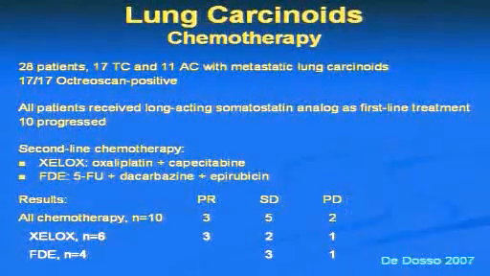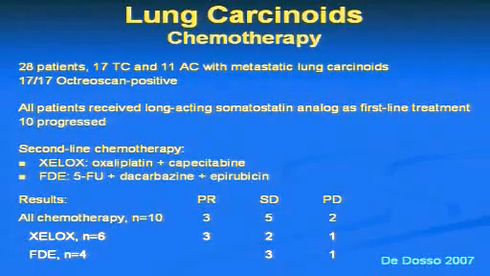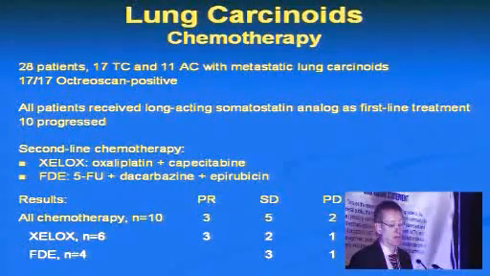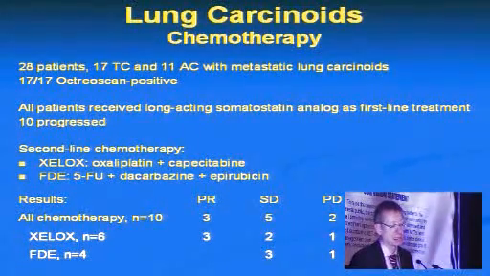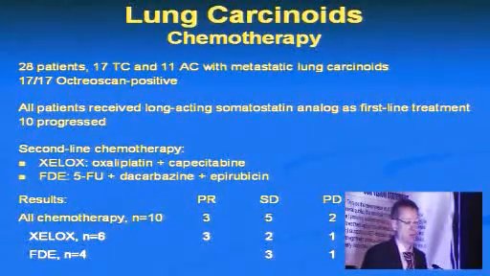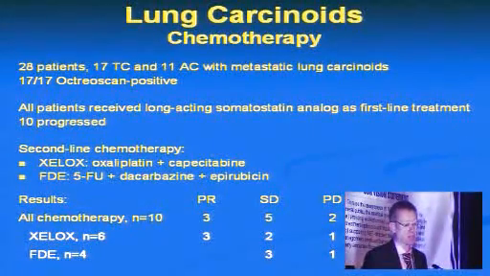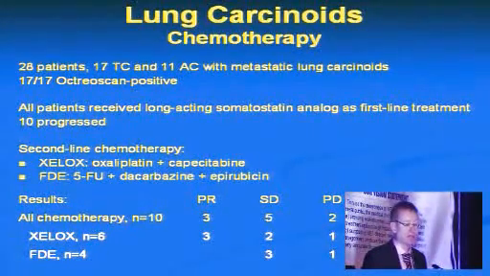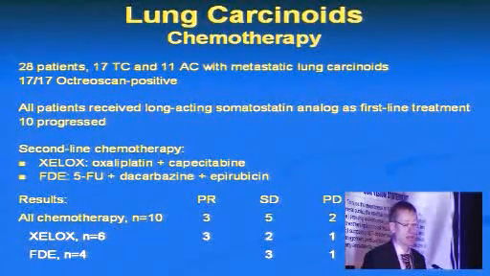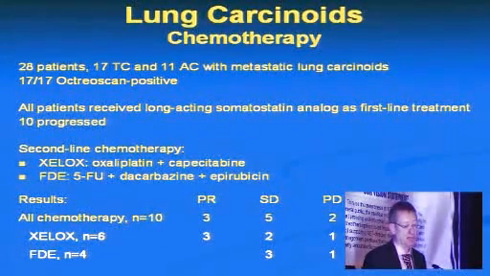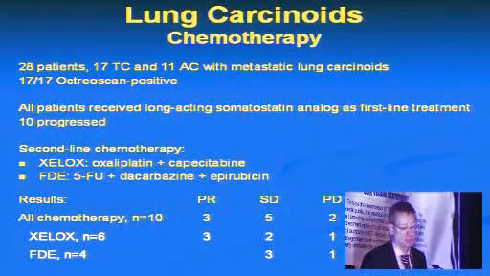Also, 28 patients with metastatic lung carcinoids, and all of them received somatostatin analog as first-line treatment. And you can see that there were a few responses to chemotherapy, mainly CAPOX, which means oxaliplatin and capecitabine, and also 5-FU dacarbazine plus epirubicin.